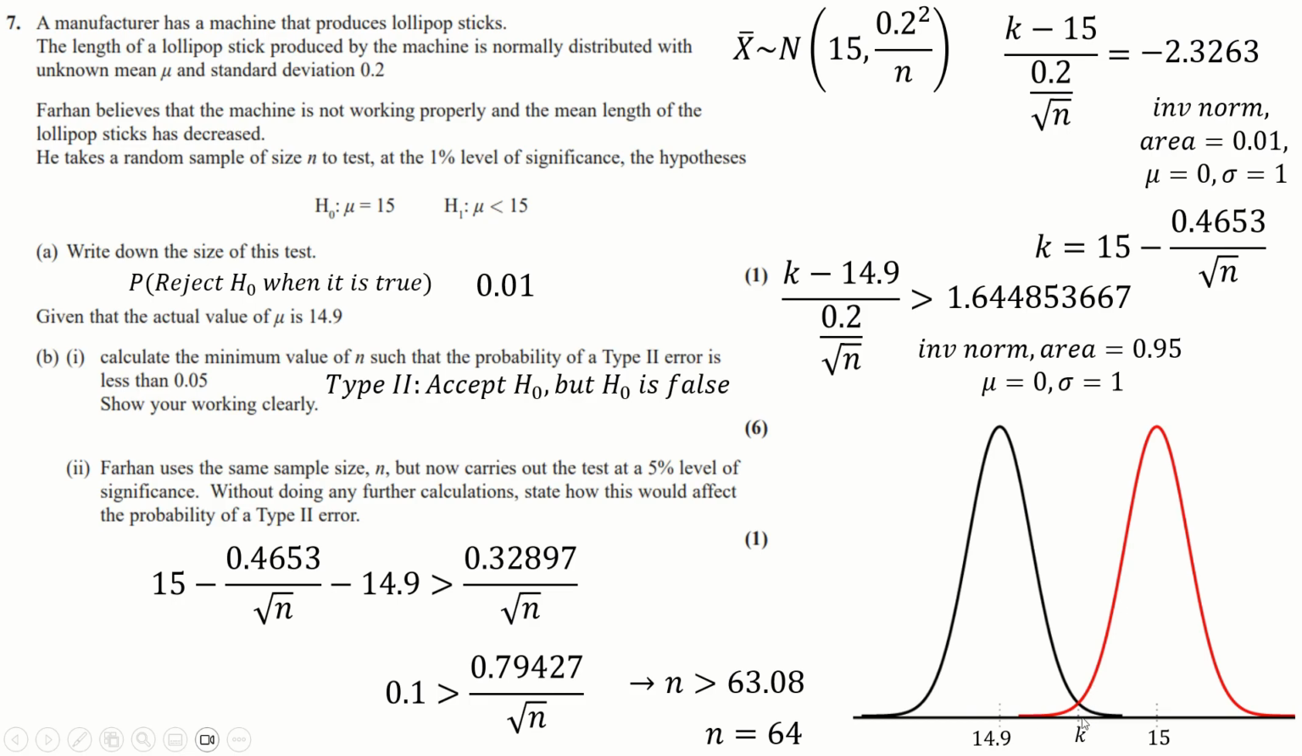But of course, in the act of k moving to the right, this area we were talking about for a type 2 error decreases, because the type 2 error was this area under the black graph. If k has moved to the right, that means you've got less area there, and so this probability decreases if you do that.